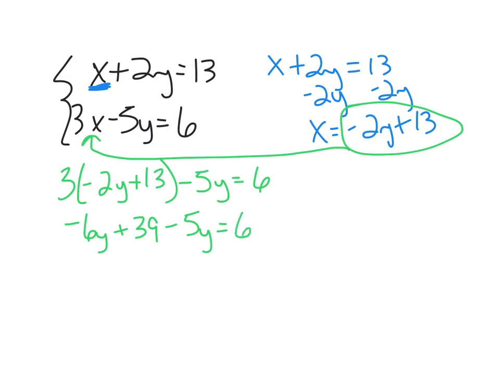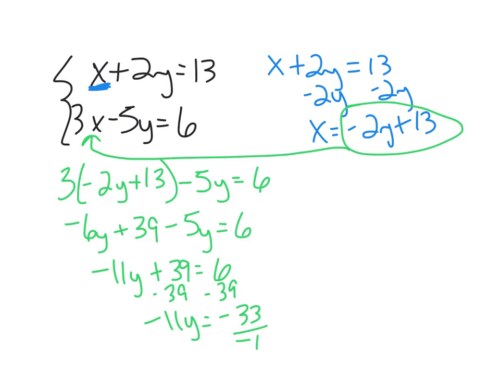I'm going to combine my like terms. Negative 6 minus 5 is going to make that a negative 11y. Subtract the 39. So now we have negative 11y equals negative 33. Then divide, and that's going to give me y equals 3.